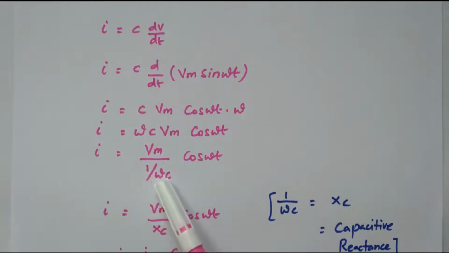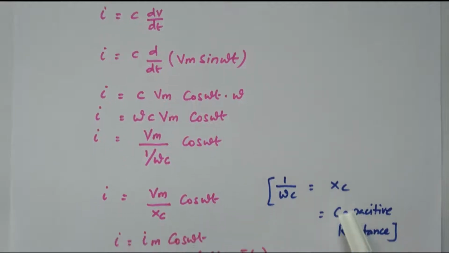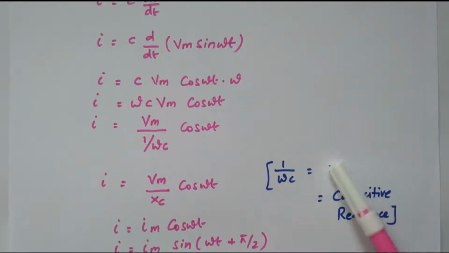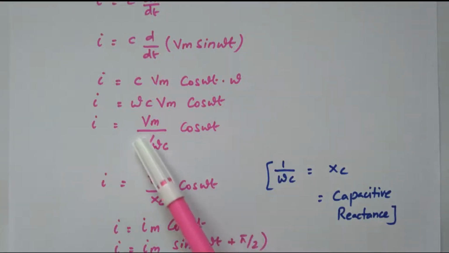So this 1 divided by omega C is nothing but Xc, that is the capacitive reactance, which is very similar to the resistance, opposing the flow of current, equal to the resistor value. So 1 divided by omega C is replaced by Xc. Now I equal to Vm by Xc into cos omega t. Xc is nothing but capacitive reactance, that is 1 divided by omega C.